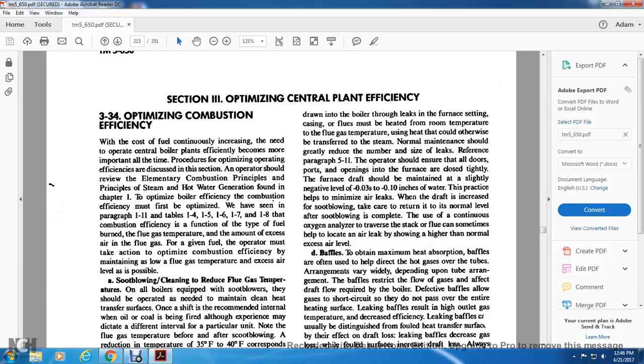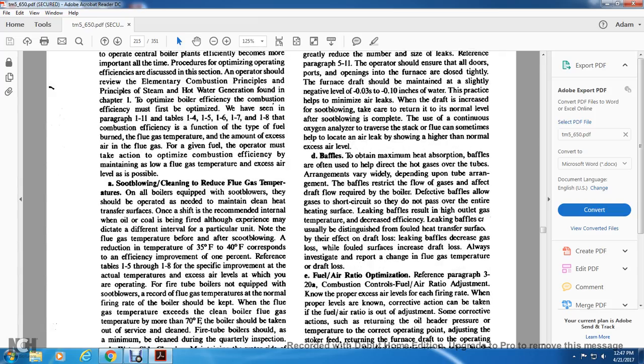Reference paragraph 5.1.1. The operator should ensure all doors and openings into the furnace are closed tightly. Furnace draft should be maintained at a slightly negative level, negative 0.05 to negative 0.10 inches of water. The practice of helping minimize air leaks with the draft increase during soot blowing, taking care to return to the normal level when soot blowing is complete. Using a continuous oxygen analyzer to traverse the stack flue and the ducts sometimes helps to locate air leaks and should show a higher than normal excess air level.